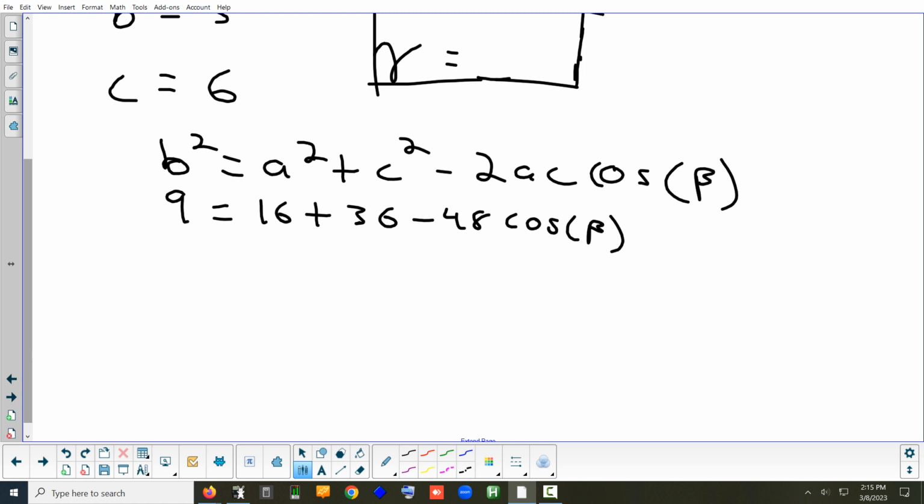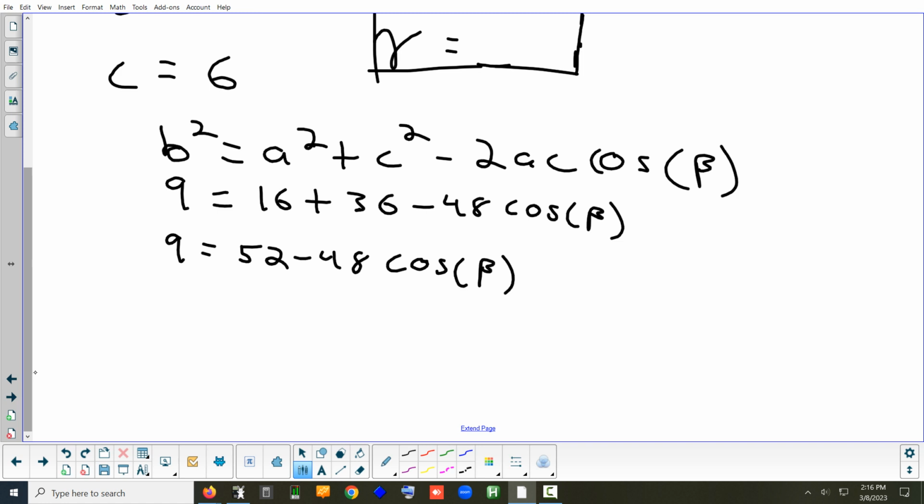Tony, what can I do first on the right side? Add 16 and 36. Yep, and what's 16 and 36 going to give me? It's going to give you 42. No, 52. So 52 minus 48 cosine beta. All right. Ryan, what would be my next step?